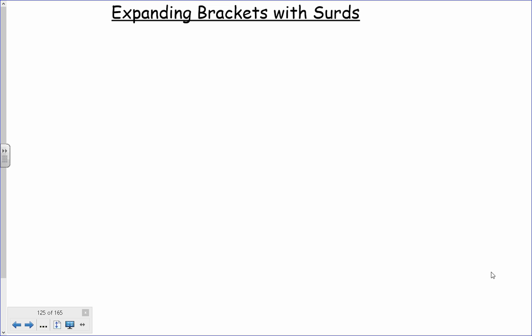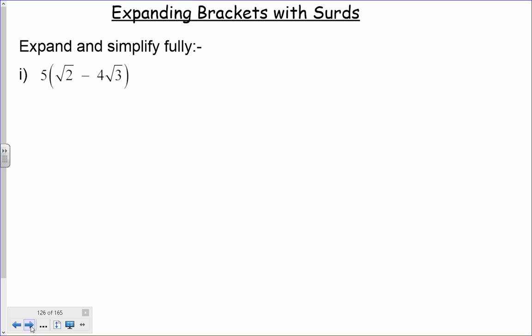Okay, we're going to be expanding brackets with surds. First example, expand and simplify fully. 5 bracket, root 2 minus 4 root 3, close bracket.